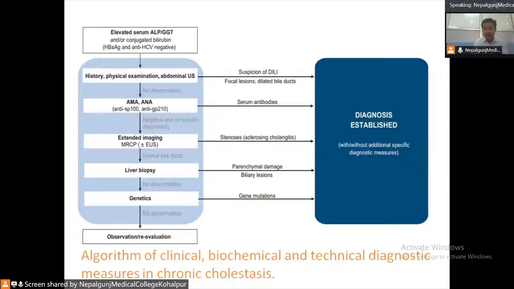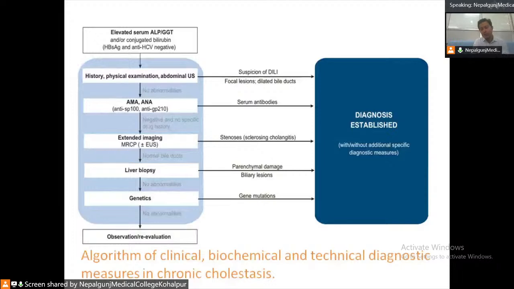If they are negative, meaning AMA is also negative, ANA is also negative, then you do ultrasonography, and if there is no abnormality, then you can go for further imaging studies like MRCP, MRI of the biliary canal, magnetic resonance cholangiopancreatography, plus or minus endoscopic ultrasound.